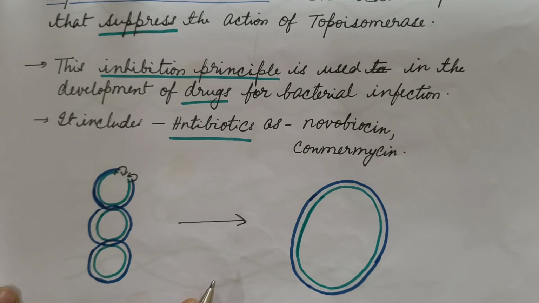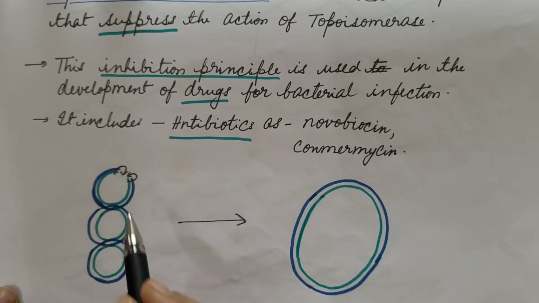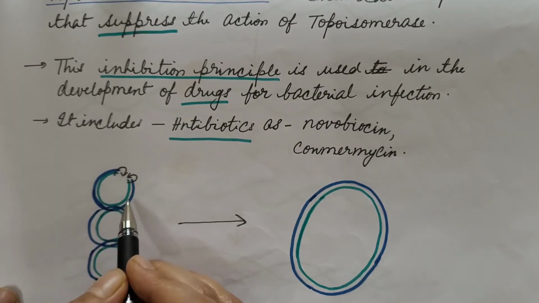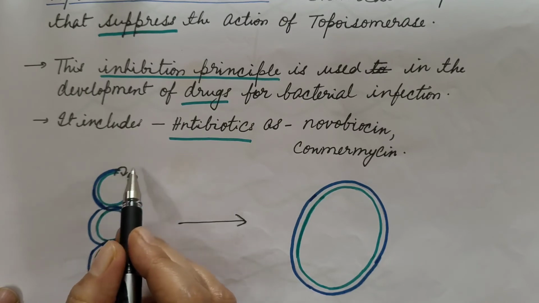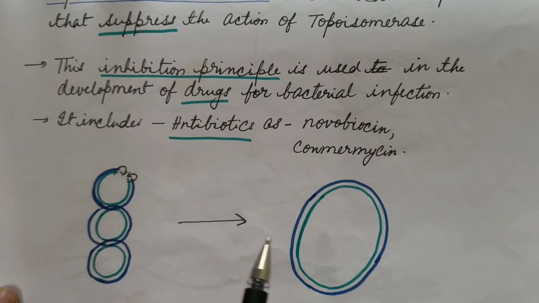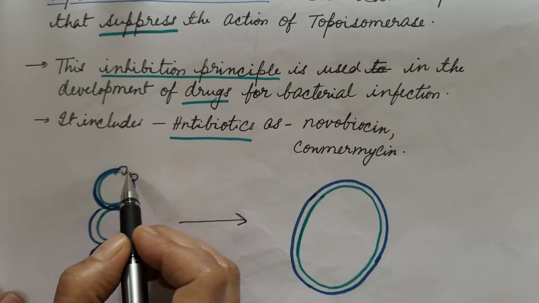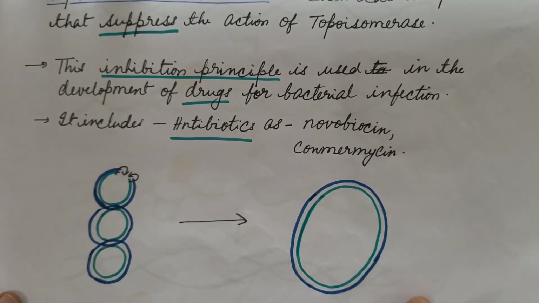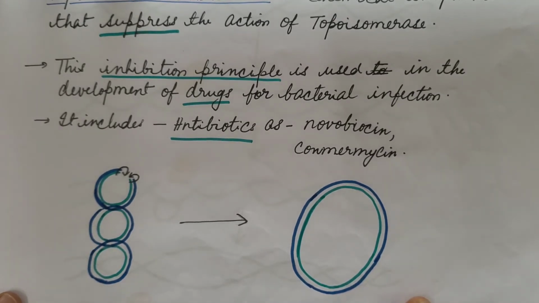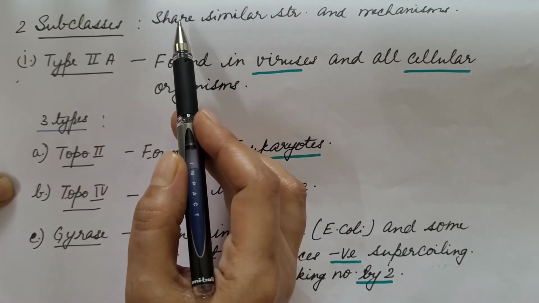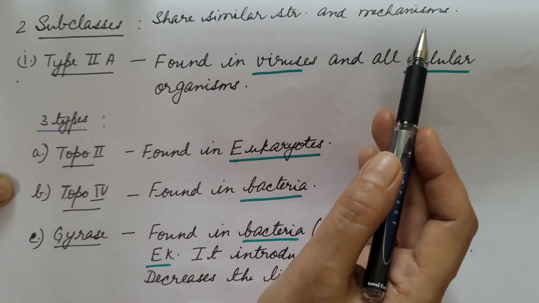Let us understand the action of topoisomerase 2 enzyme this way. This is the supercoiled DNA. Topoisomerase 2 cuts both the strands of the DNA, and then the intact DNA passes through this cleaved region or the gap. Hence, two supercoils are removed at a time, and then this cleaved region is sealed. This is the relaxed DNA. Hence, topoisomerase 2 changes the linking number by 2. There are two subclasses of type 2 topoisomerase. These share similar structure and mechanisms.